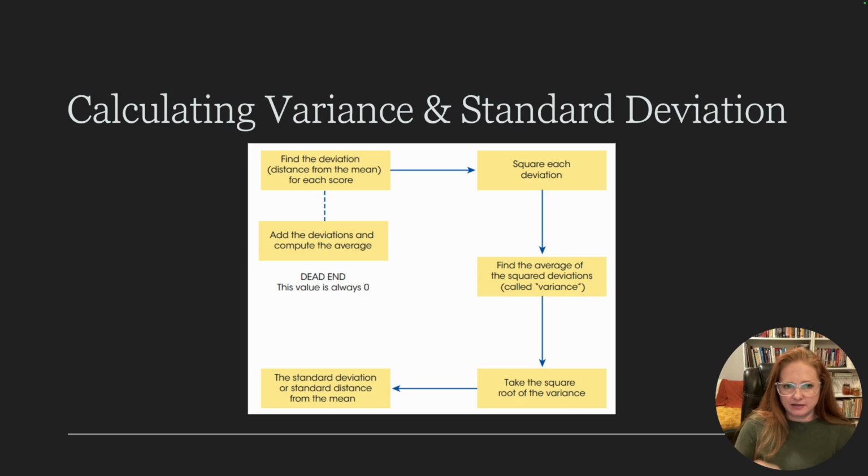Again, most students' first gut instinct is to say, well, just find the deviations and add the deviations. But that's always going to give you a dead end, because if your score is -3 and my score is 3, if we start walking together, we're going to get to 0. Square each deviation, regardless of the sign. Then find the average of the squared deviations, again called variance. Once you have variance, just take the square root of it, and that will give you your standard deviation.